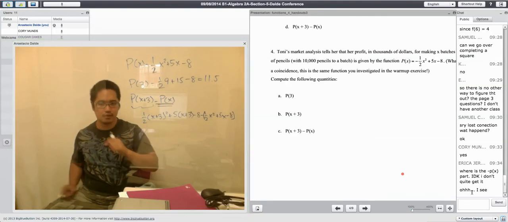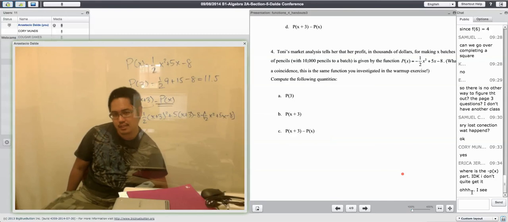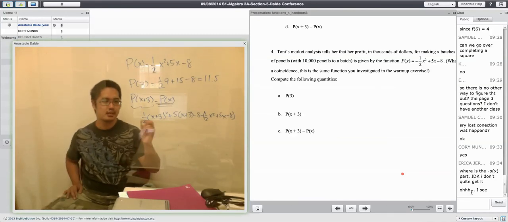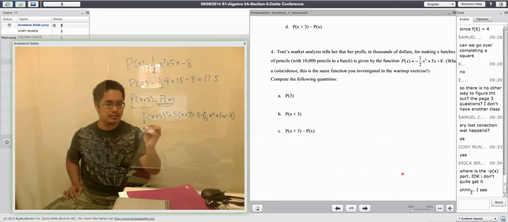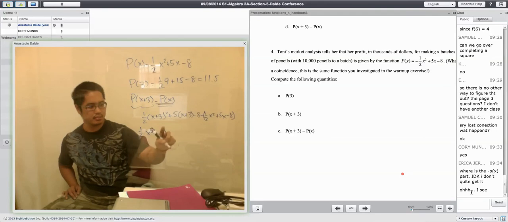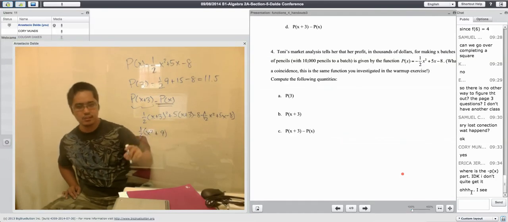Agreed. Okay. The last part is simplifying this, and this isn't so bad, but let me show you how to simplify it. This right here is 1/2 X squared plus 9. Does everyone agree?